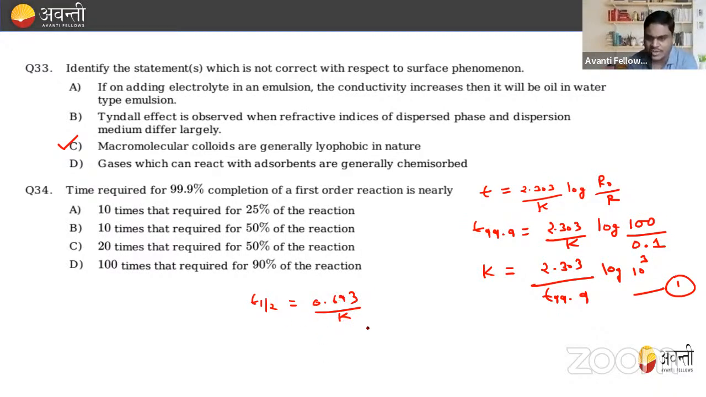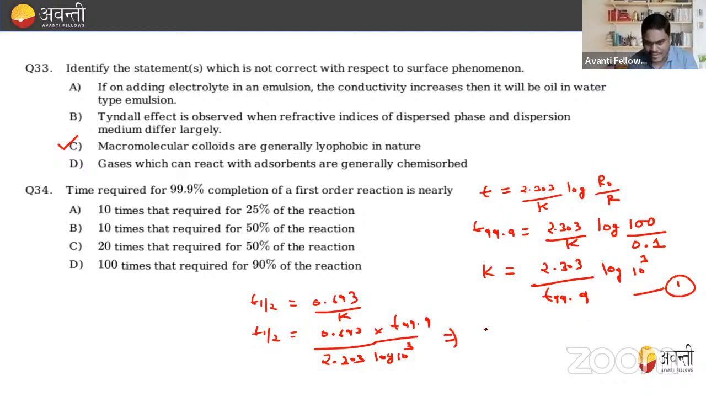Okay, now just put the value of K here. So what do you get, beta? If you put the value of K, then you'll get 6.93. So K, what is K, beta? 2.303 times log 10 raised to the power 3 divided by T99.9, right? I hope it is clear to everyone?